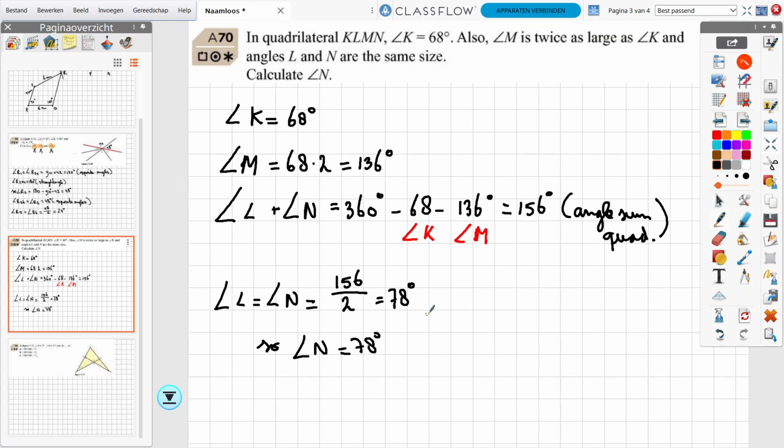If I was doing this in a few months or next year, I would say this is a bisector rule, but you don't have to write it down now. But this one is mandatory. Okay? Good luck.